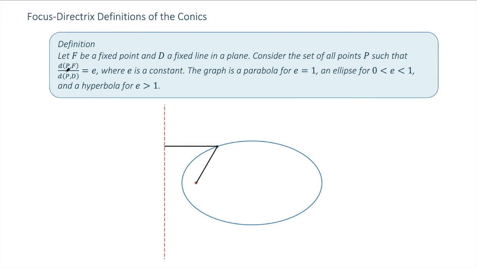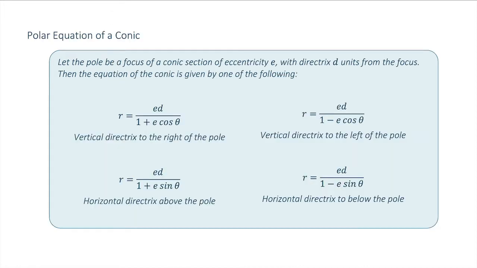And it turns out that this definition of conics actually makes describing the equation of a conic in the polar coordinate system very easy. These are the polar equations of conics. So, first of all, in the polar system, the pole is going to be a focus of a conic. We've got the eccentricity E, that constant ratio, and then a directrix that is d units from the focus.